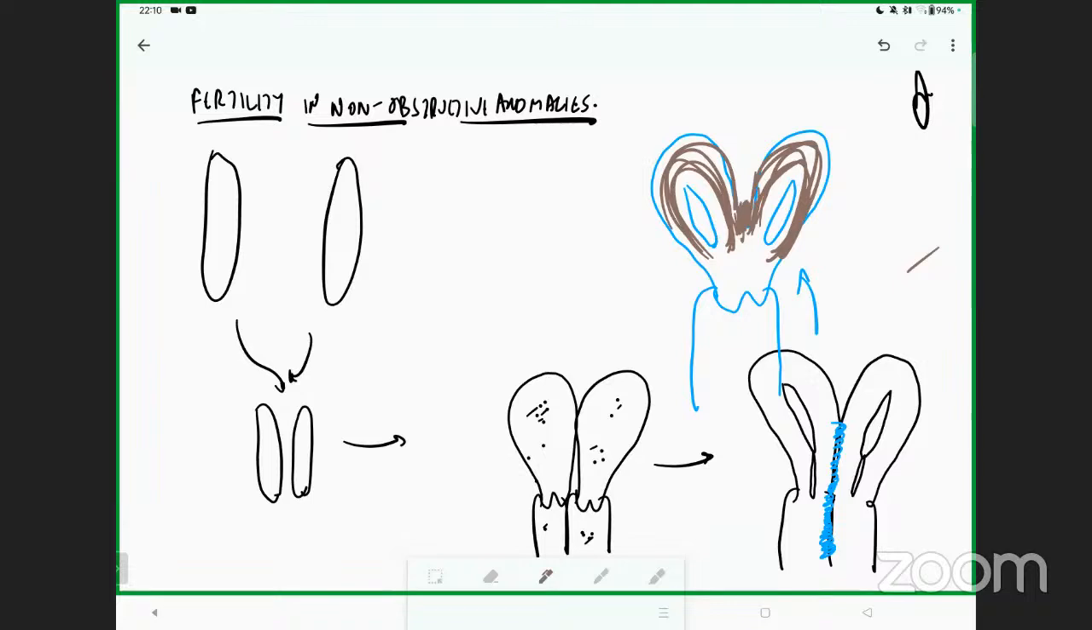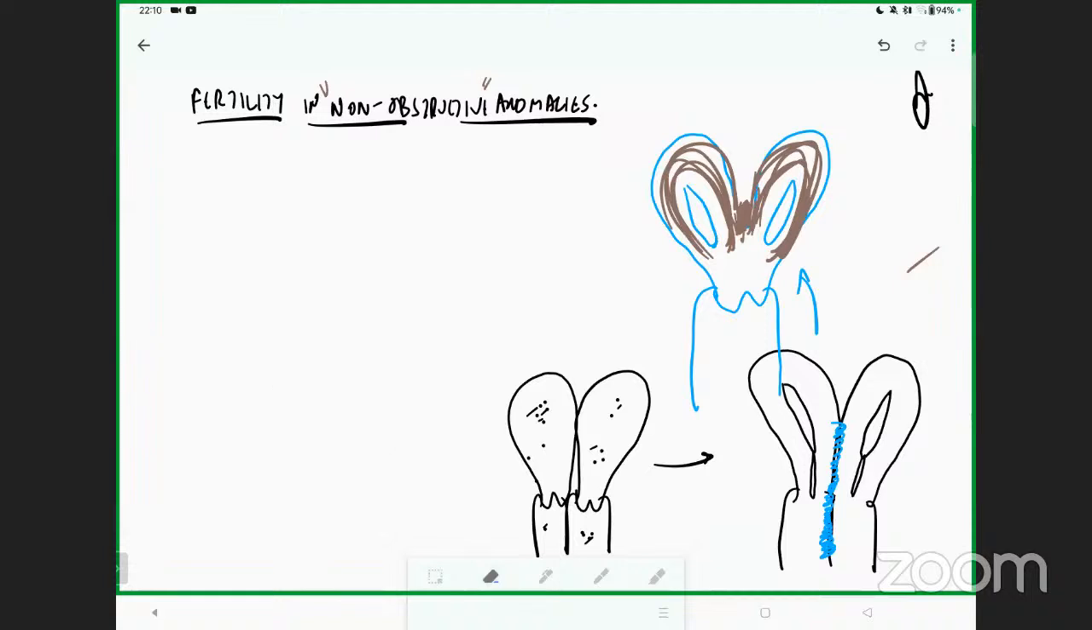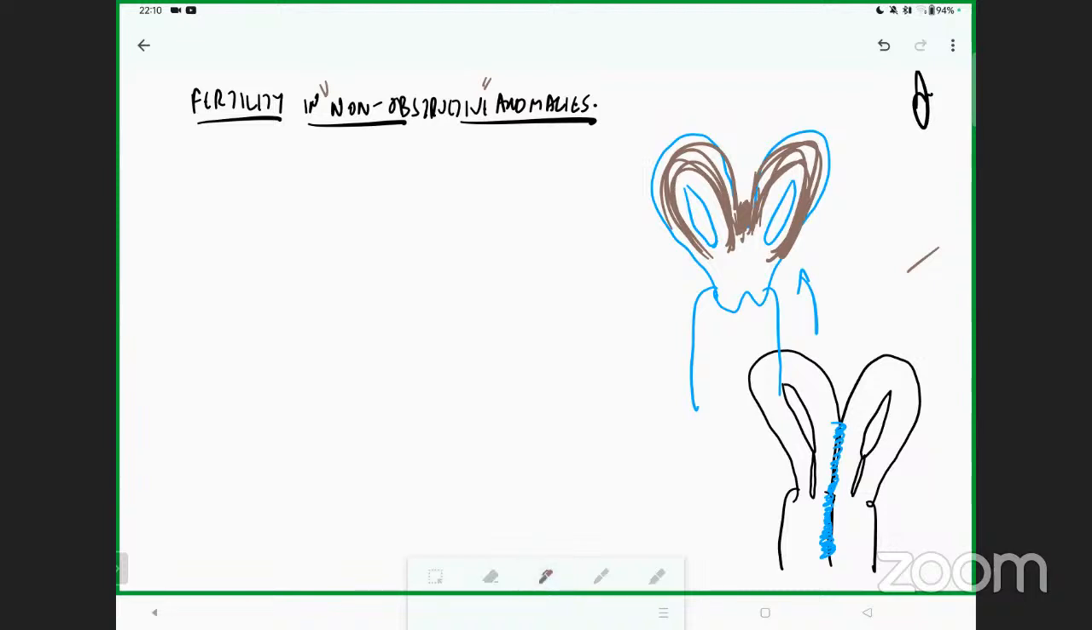So what happens? This gives rise to formation of three non-obstructive anomalies. And these three non-obstructive anomalies are very simple. One is arcuate uterus, third is bicornuate uterus. Let me just draw each one of them.